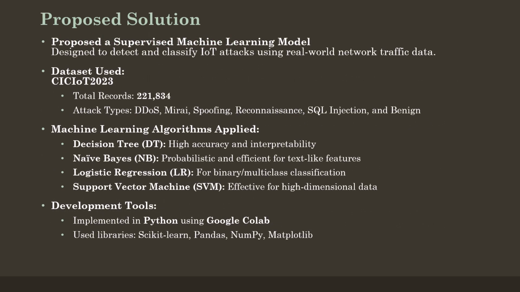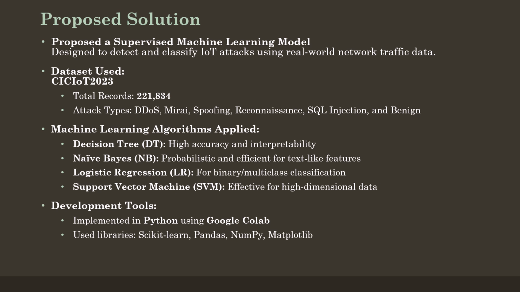So to address the problems identified earlier, the researchers designed a supervised machine learning based detection model that can classify different types of IoT network traffic as normal or malicious. The researchers used the CICIoT2023 dataset, which contains 2,21,834 records. This dataset includes 6 traffic classes, which are DDoS, spoofing, and so on. You can see this in this slide.